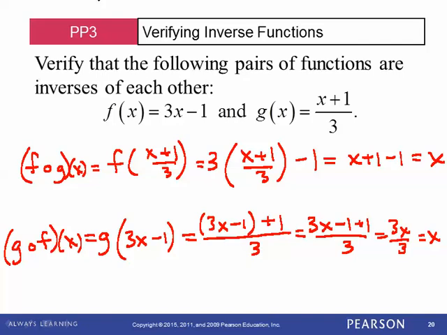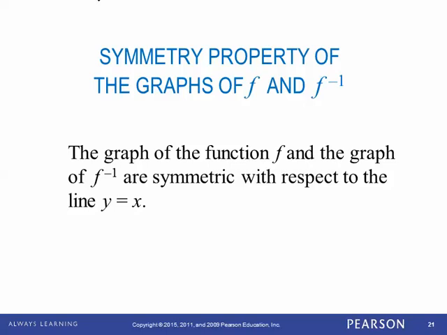Okay, so let's see. We took a look at inverse functions by points. We took a look at them by equations. And now let's take a look at them by graphs. What do they look like when we graph them? And what kind of symmetry do we have? So first of all, with symmetry, there it is, kind of interesting. The graph of the function f and the graph of the function f inverse are symmetric. That's cool. But they are symmetric with respect to the line y equals x. So not symmetric with the y-axis, not the x-axis, not the origin. There's a sort of fourth kind of symmetry here.